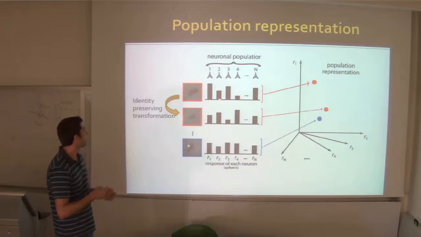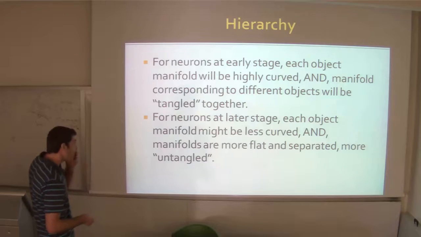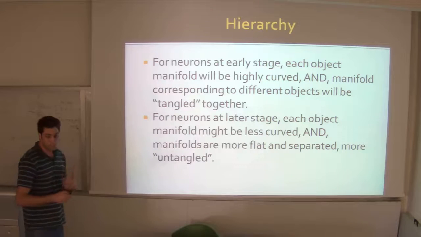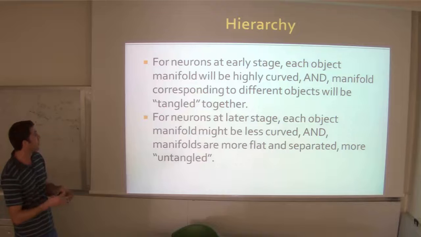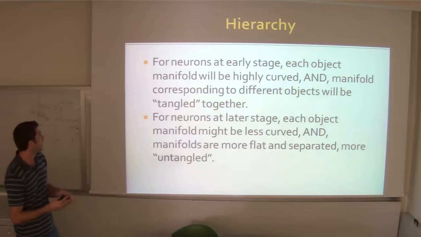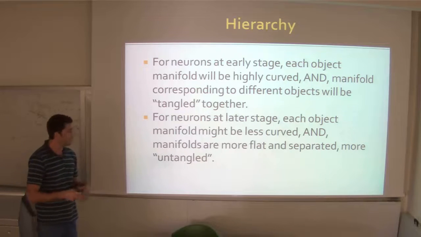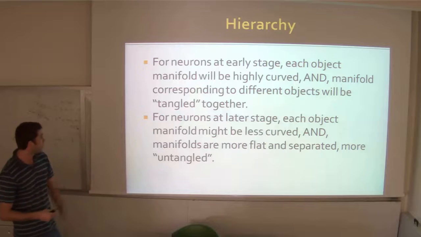So we assume that each vector we can map into this space, okay? And now it is believed that at the early stages, these manifolds are very curved, and those corresponding to different objects will be very tangled together. Later on, each object manifold will be less curved, more flat and separate, more untangled. Okay, what do I mean?